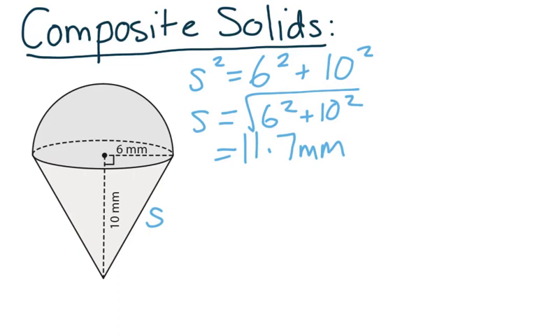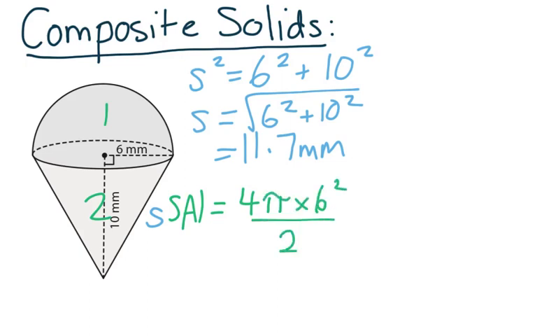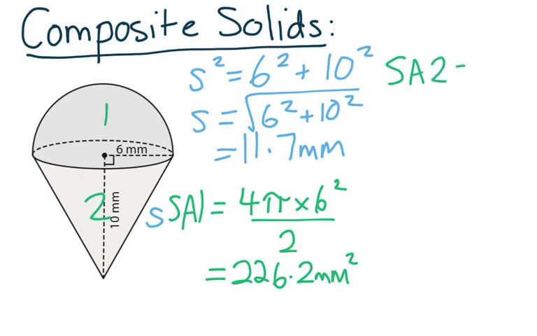So we're going to do this in two parts, 1 and 2. I'm going to do 1 first, which is the hemisphere. So we would have 4 pi r squared over 2 plus pi r squared. But we don't need to add that pi r squared on because we can't see it. So for this, it's just going to be 4 times pi times 6 squared divided by 2 to get that first section, which gives us 226.2 millimetres squared.